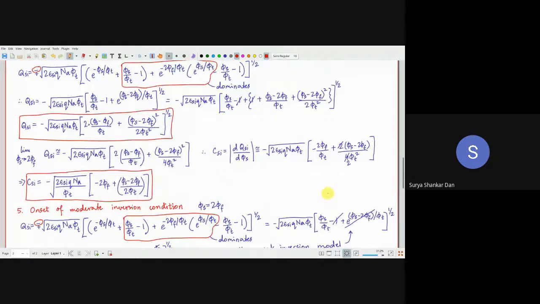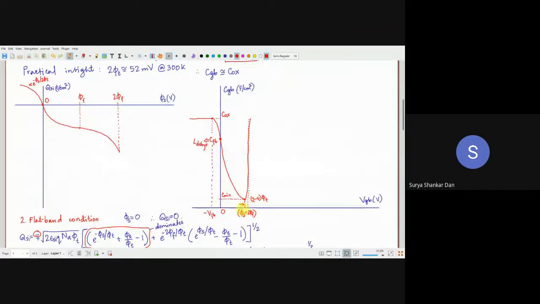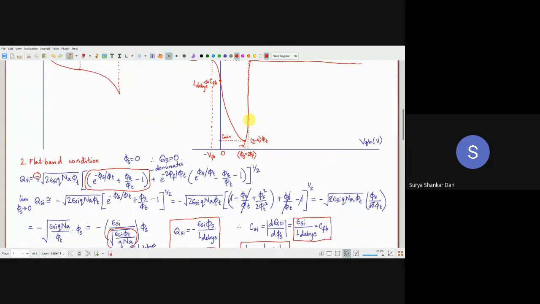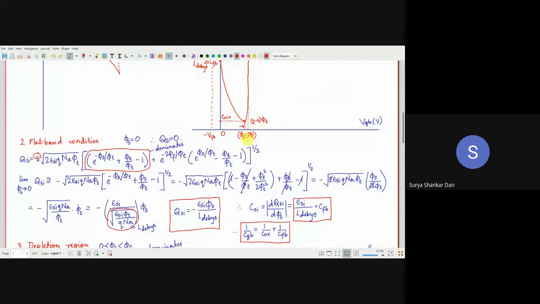That means after you have achieved this 2 phi f plus 3 to 4 phi t of the surface potential, the capacitance is again going to saturate at this point, and it will remain like that forever. Okay, so the point at which the capacitance again reaches this COX value, that is what I will call the VT. Got it, everyone? So VT is the voltage where phi s equals 2 phi f plus around 3 to 4 phi t.